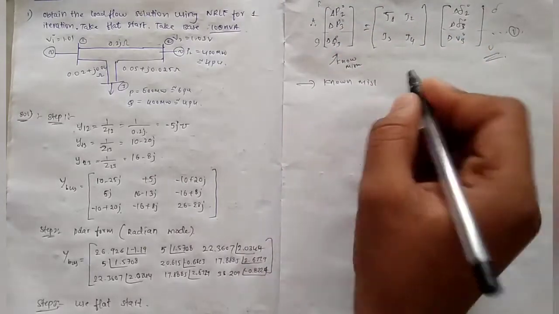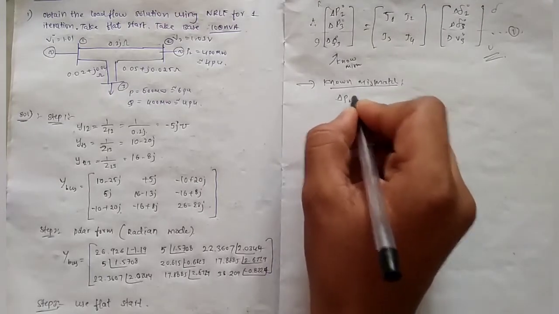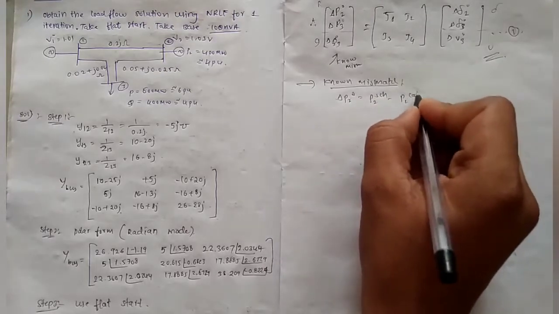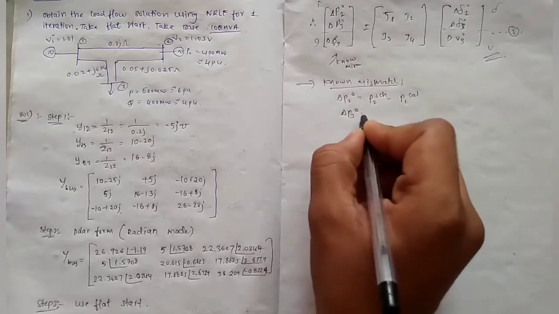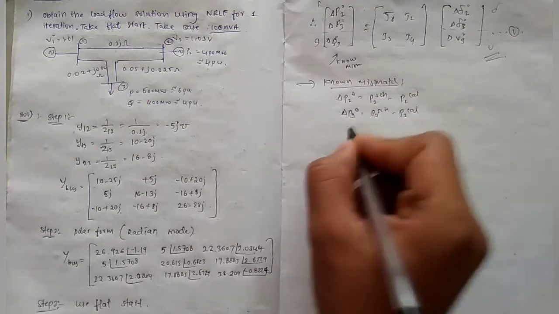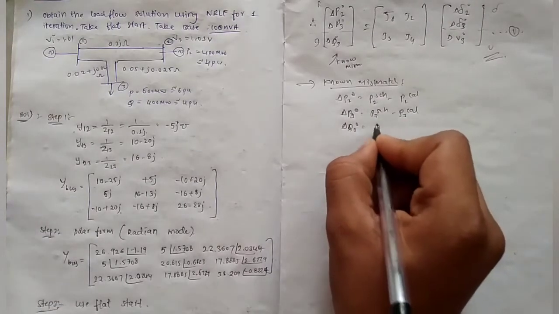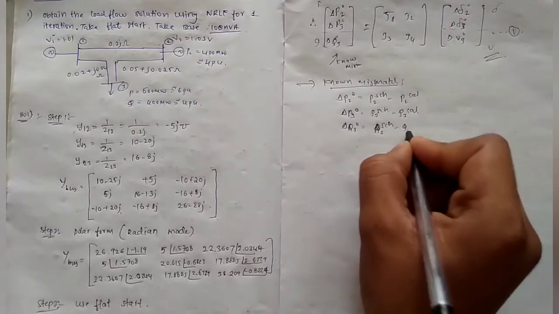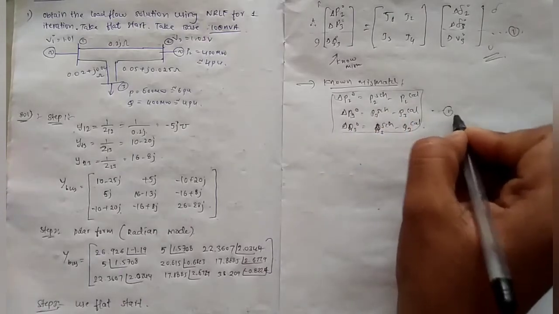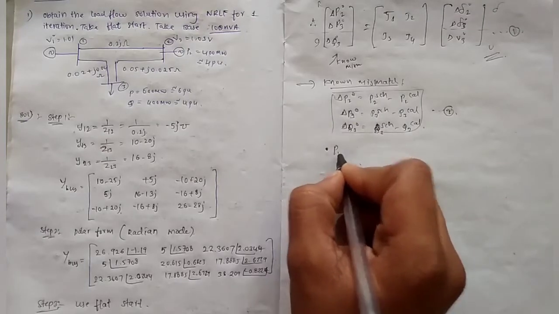For the known mismatch matrix we have formulas. P2 not is equal to P2 scheduled minus P2 calculated, P3 not is equal to P3 scheduled minus P3 calculated, Q3 not is equal to Q3 scheduled minus Q3 calculated. Let it be equation 2. Okay. Now let us calculate the P2 scheduled values.